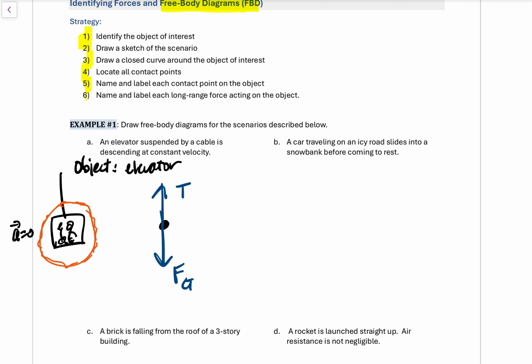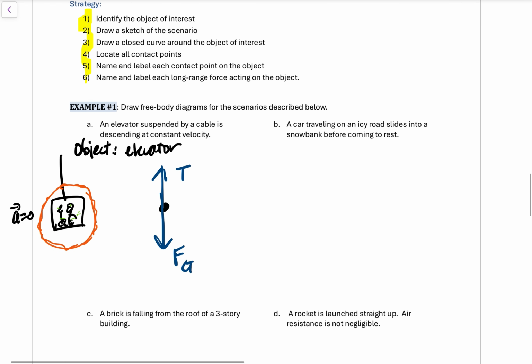In this case, I did draw a bunch of people in there. The people don't matter, right? Because the people are internal. So I don't want to put any forces on anything that is inside of my object. Those are what we would consider internal forces. And we'll talk about why they don't matter in the context of what we're doing here in just a little bit. So for this particular one, I have just the gravitational force and the tension force. These are the only two things. I've got the one long range.